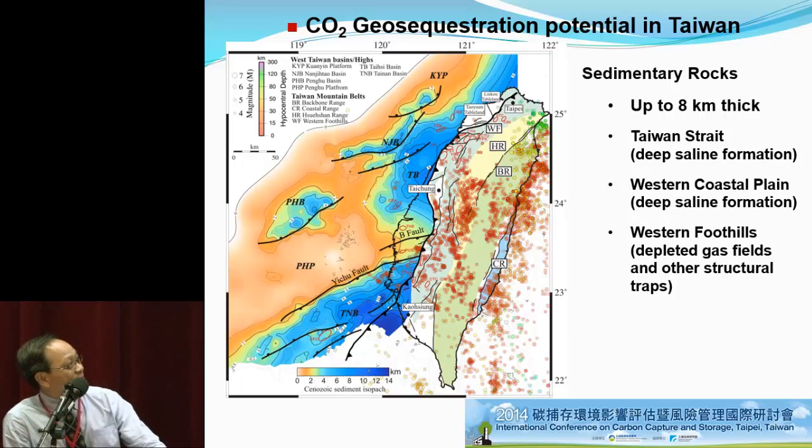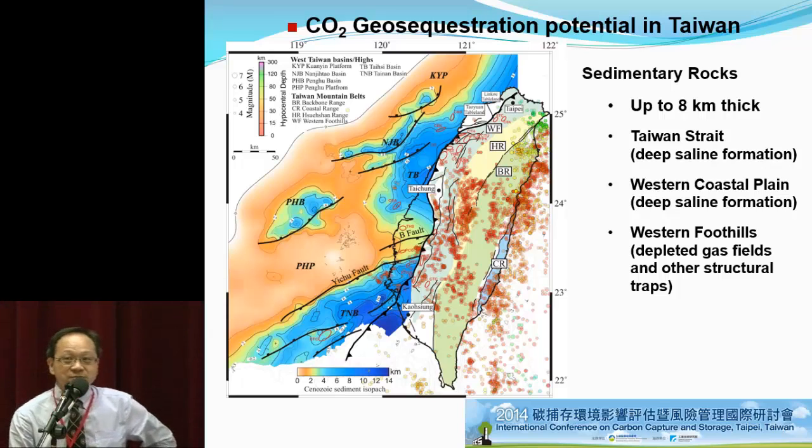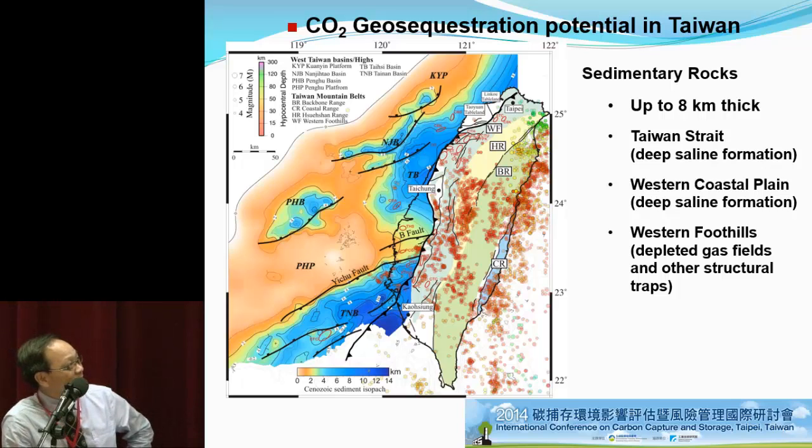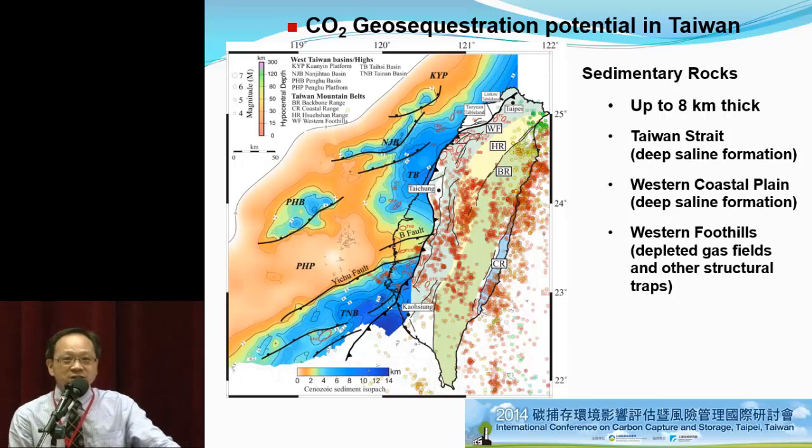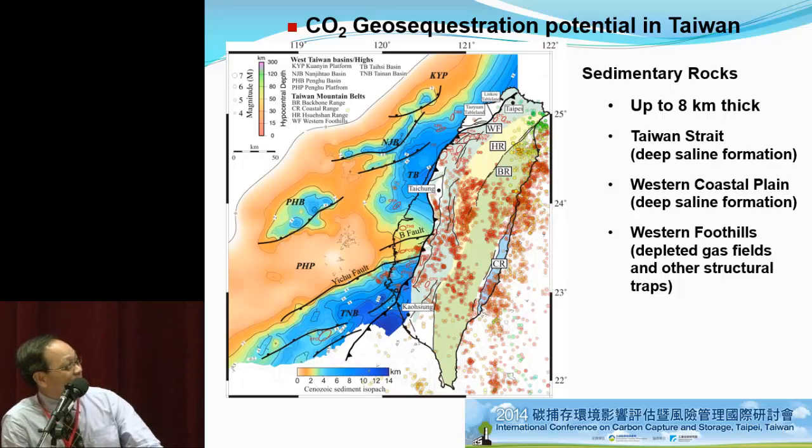So this one shows earthquakes mostly occur in the mountains. Here, this thick black line shows the deformation front. So it is a mountain front. To the east, it is high mountains. This is the Central Range, and this is the Western foothills. And to the west, it's the coastal plain and the Taiwan Strait. So you can see that mostly the seismicity or earthquakes occur in the mountains, except one area here. In the southwestern coastal plain, we have some earthquakes. And this figure also shows that there are some red circles here.